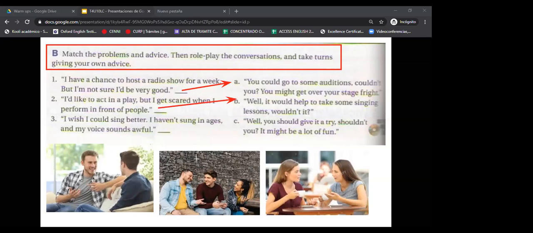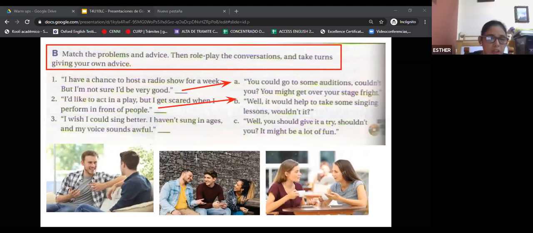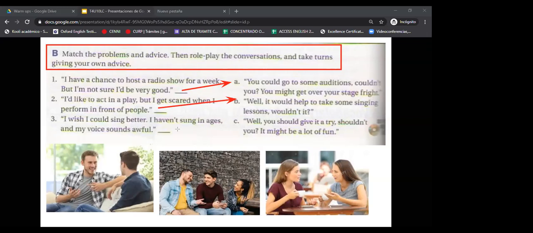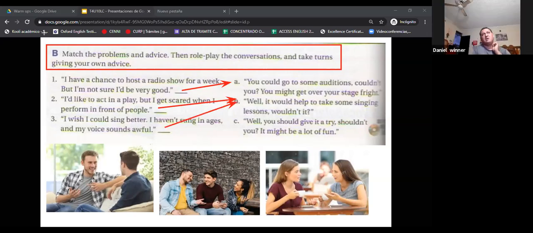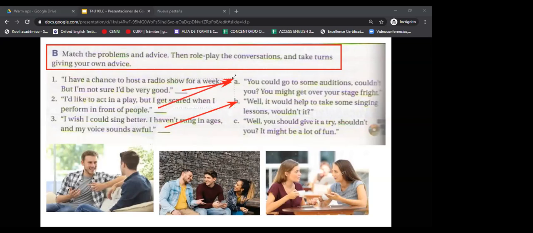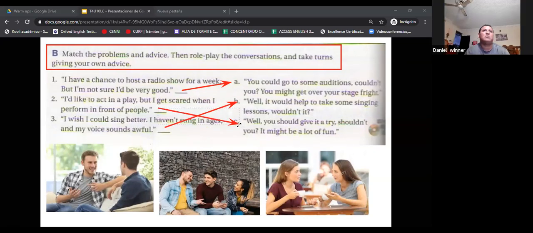Esther, number three. I wish I could sing better. I haven't sung in ages, and my voice sounds awful. Maybe this is the letter B, no? Letter B? Daniel, if that's B, then what is number two then? Yes. What's number two? I have a mistake. C? Letter C.